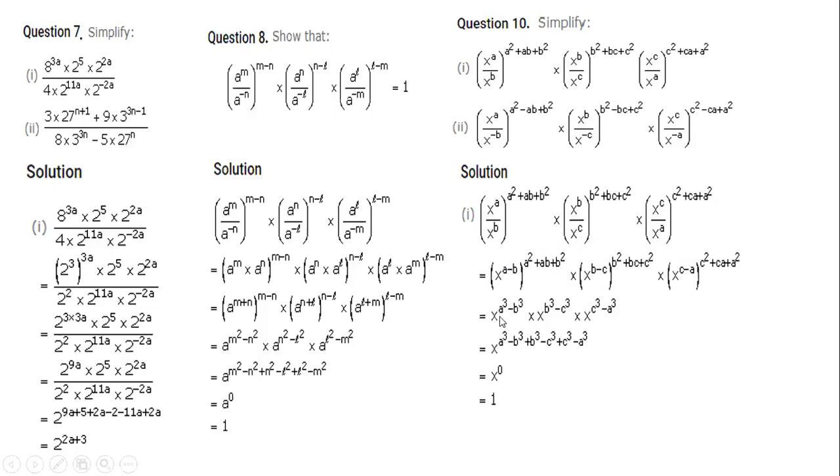We'll get the formula x power a minus b into a square plus ab plus b square. If you remember, this is our formula a cube minus b cube. Similarly for this, x power b cube minus c cube. For this one, x power c cube minus a cube. This is the same, product is there, so powers are going to be added. On adding, the whole thing will cancel. So we are left only with x power 0, and something raised to power 0 is equal to 1.